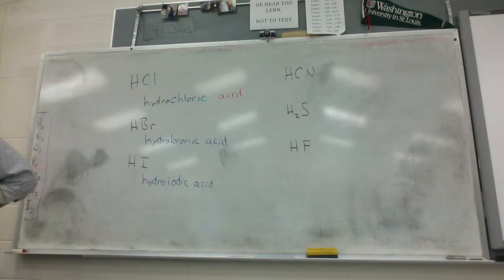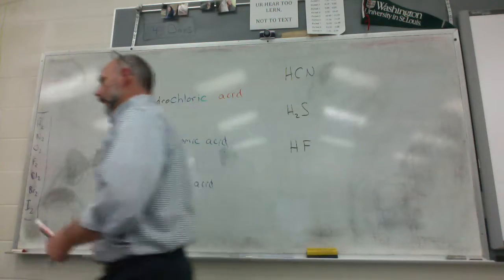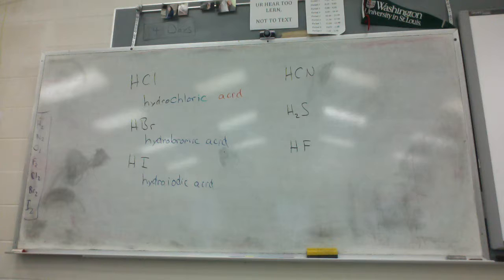HCN. What's wrong with this? It has 3 elements. It's not binary, is it? Now, here's why this is going to be included. What is the name of this ion? What about this one? What's the name of CN? Cyanide. That's why we're including it in this group.